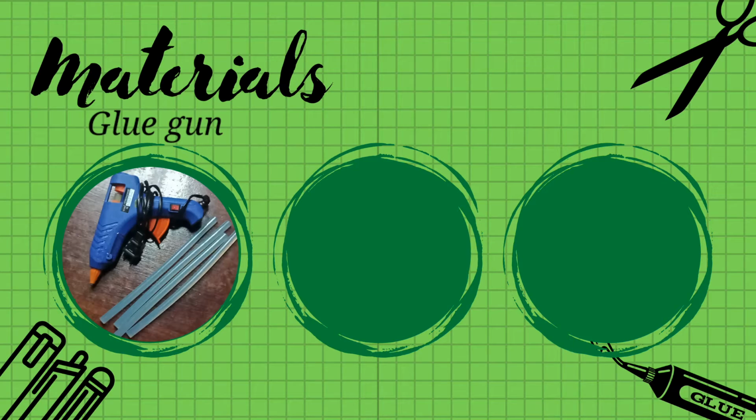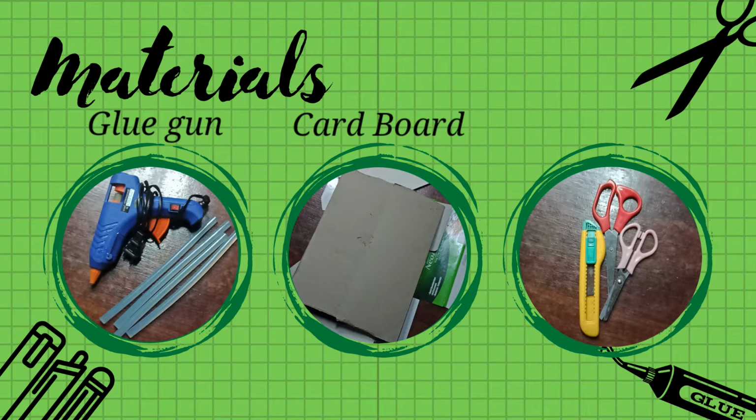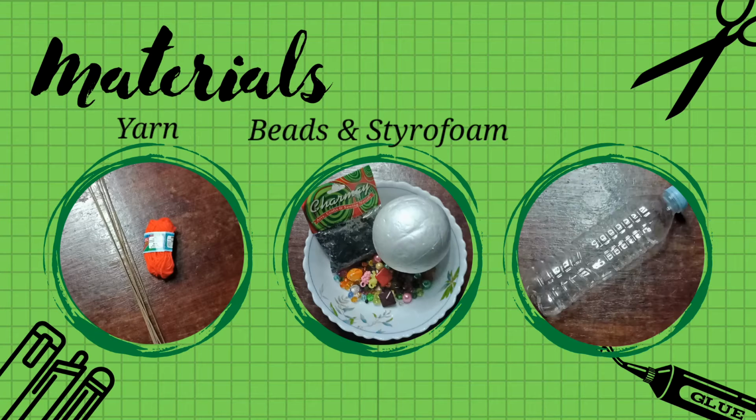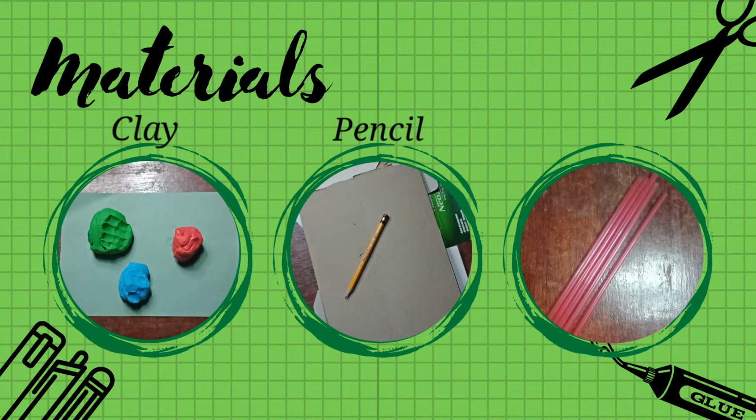For today's video, we are going to make a 3D bacteria cell using recyclable materials. So, let's get started! For our materials, we need a glue gun, cardboard, scissors, yarn, beads, styrofoam, a plastic bottle, clay, a pencil, and a straw.